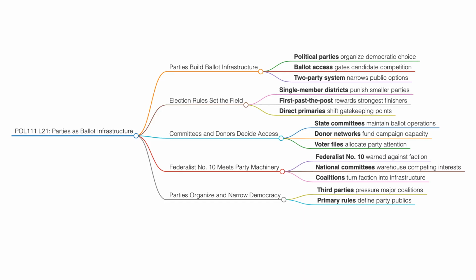Donors, activists, and media then concentrate attention on the two major vehicles capable of victory. Ballot access rules add more friction through signature requirements, filing deadlines, party recognition rules, and state-by-state election administration. The result is not pure voter preference. It is voter preference filtered through institutional design.